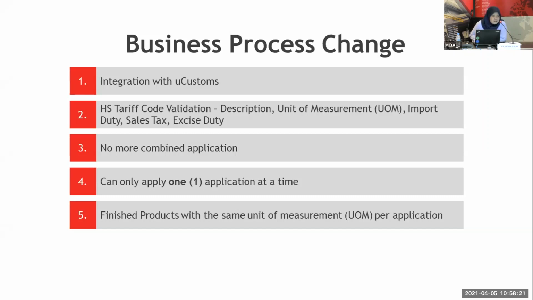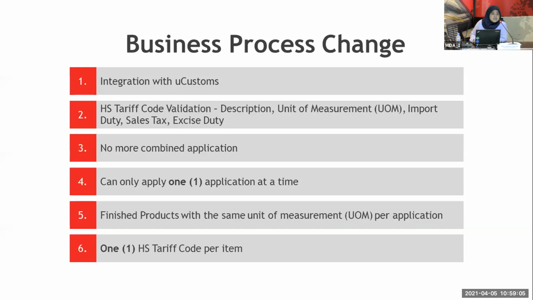So in the event that the finished product in your application is using a different unit of measurement, you have to submit a separate application for that. This is what we meant by finished product with the same unit of measurement per application. If you have more than one finished product, but all three products are using kg, for example, then there's no issue. The issue will occur if the second or third product is using a different unit of measurement. For the second product and third product, you have to submit a separate application.